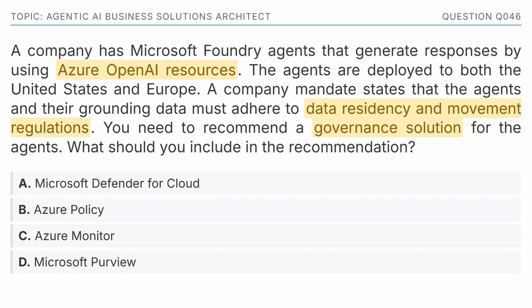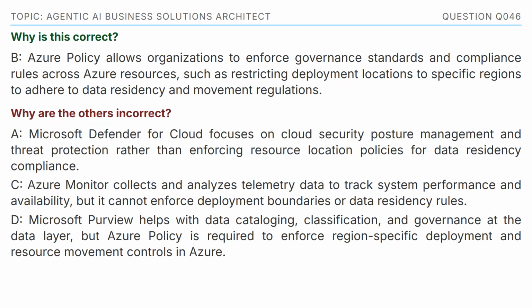To arrive at the correct answer, we focus on the keywords: data residency and movement regulations, governance solution, Azure OpenAI resources, allowed locations. The correct answer is option B, Azure Policy. Why is this correct? B. Azure Policy allows organizations to enforce governance standards and compliance rules across Azure resources, such as restricting deployment locations to specific regions to adhere to data residency and movement regulations.